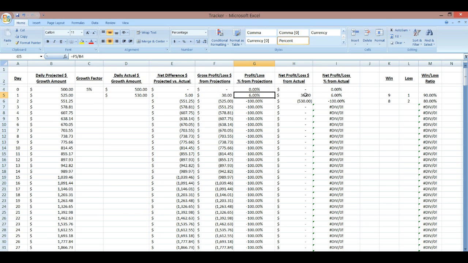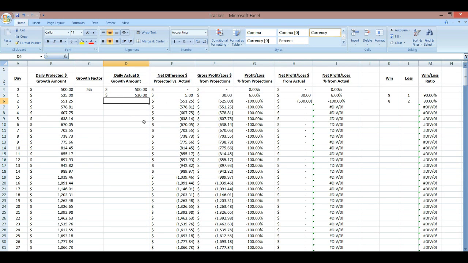And this will be the same as our projections, which is our actual, because there's no history. But when we move on to the second day, this will make more sense, because this will all be different going forward. These 2 columns, H and I.